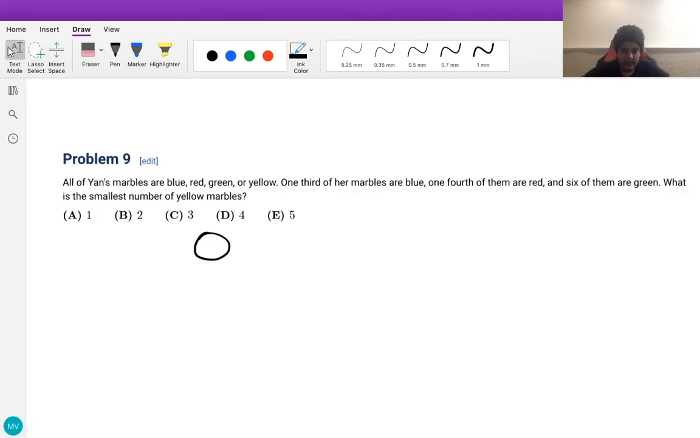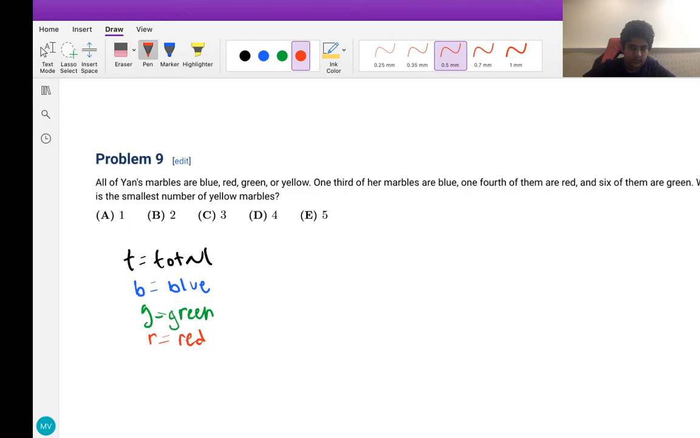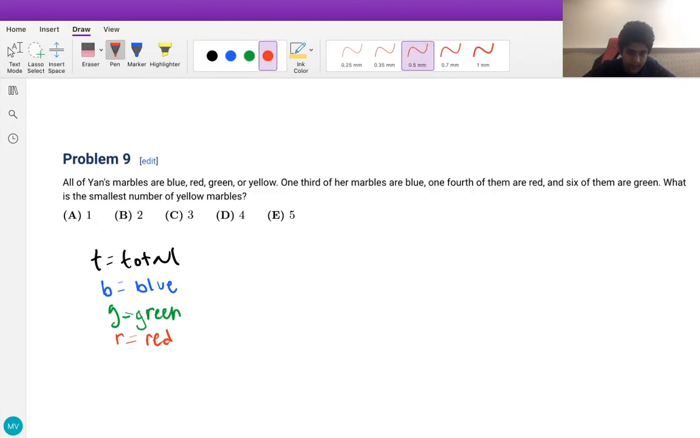So, for this question, let T be the number of total marbles. We have B is equal to the number of blue, G is equal to the number of green, R is equal to the number of red, and Y equals yellow.